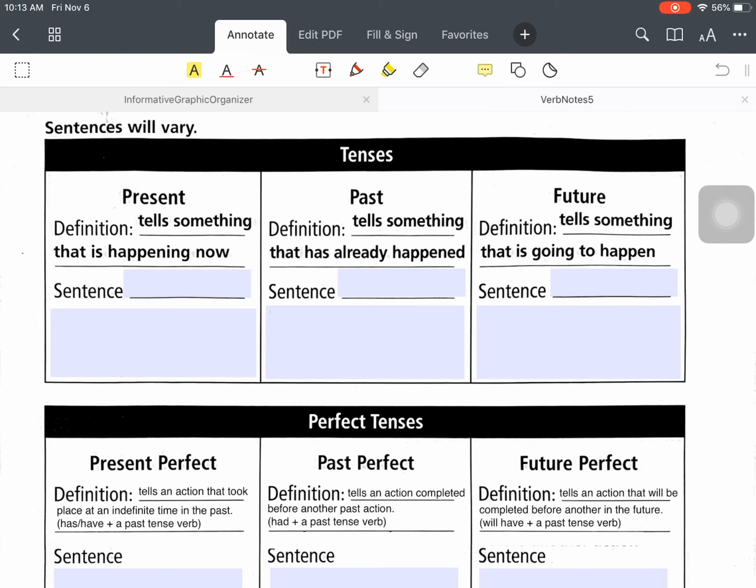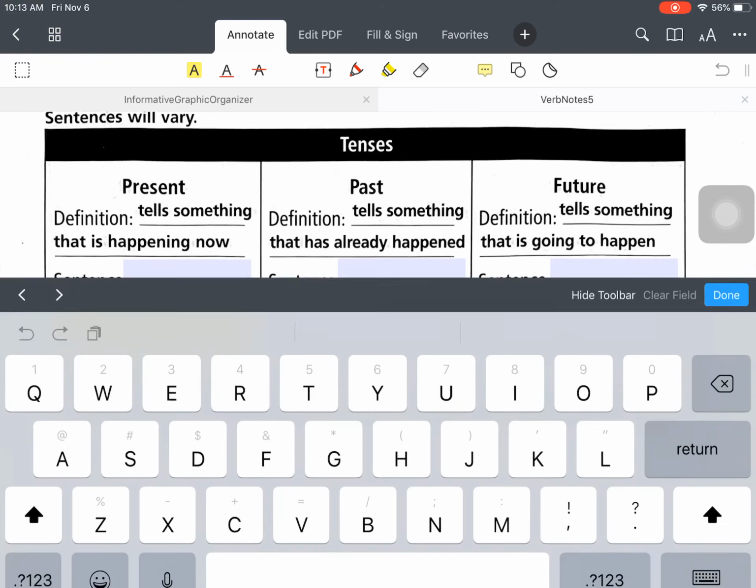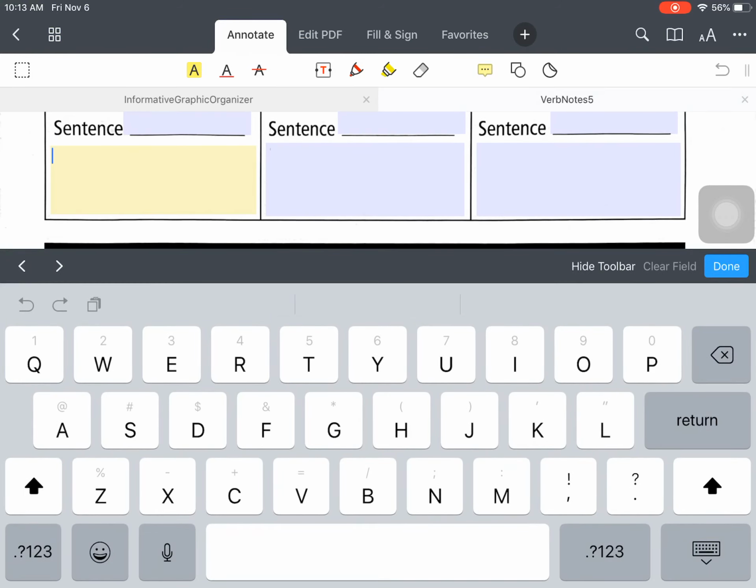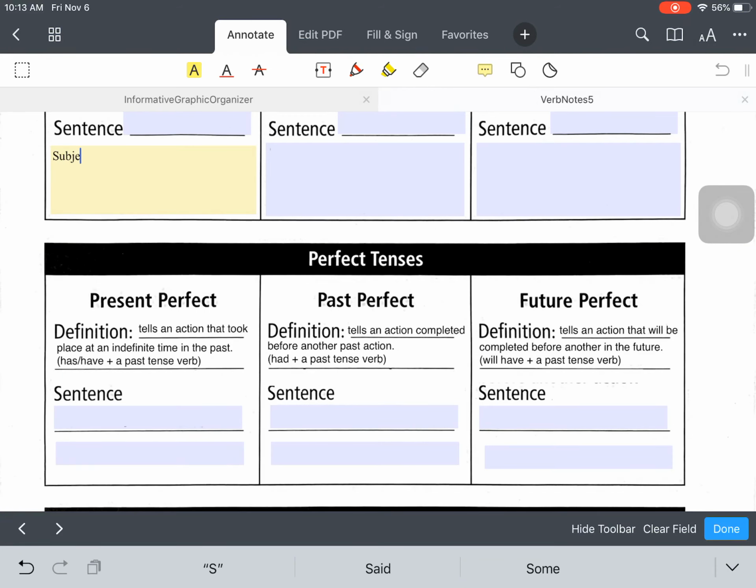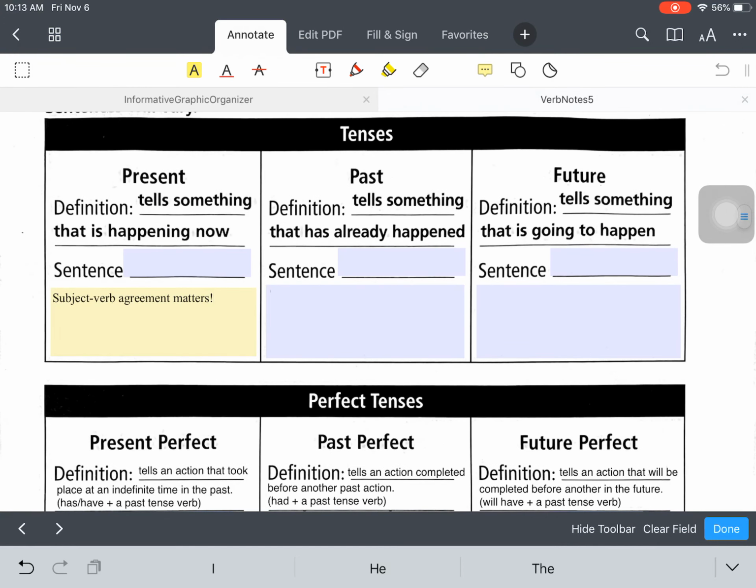So the first tense that we're going to talk about is present tense. Present tense tells something that is happening now. And we're going to take some notes down here. In the present tense, subject-verb agreement matters. So I want you to type that in the box at the bottom. Subject-verb agreement does matter in the present tense.